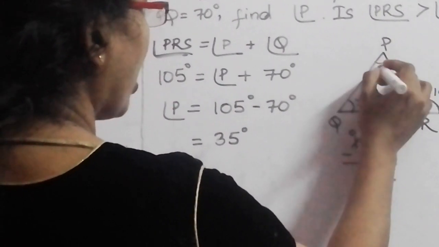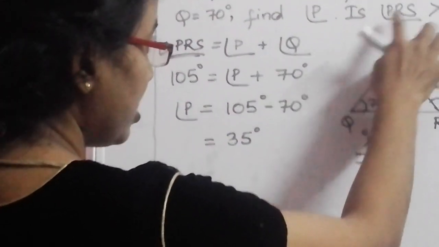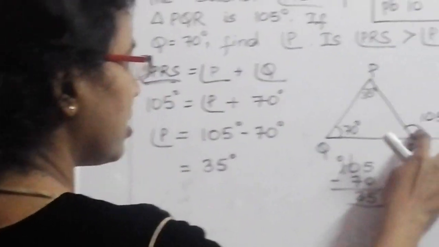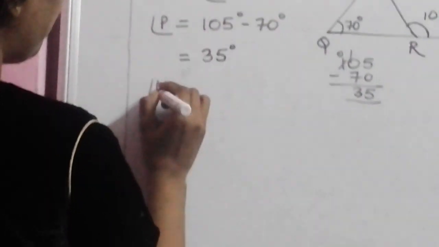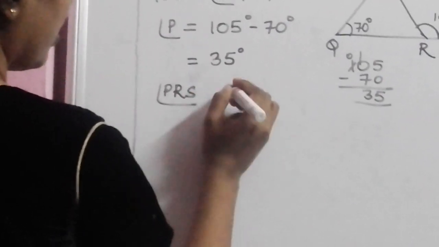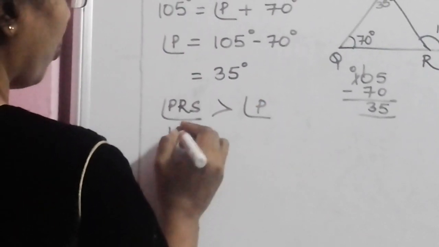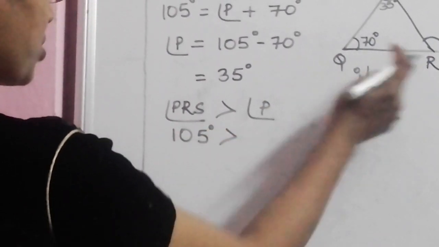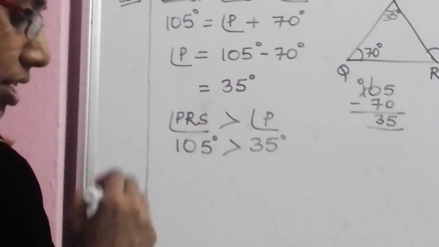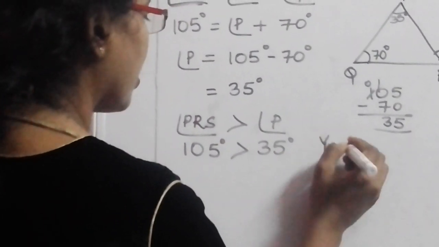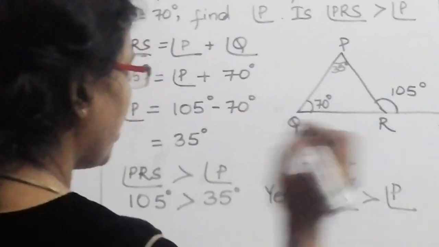So here you found the angle as 35 degrees. Now what did they ask? Is angle PRS, the exterior angle, greater than angle P? This is what they have asked. So it is 105 degrees, we are substituting the values, is greater than 35 degrees. Is it greater? Yes, it is greater. Angle PRS is greater than angle P.